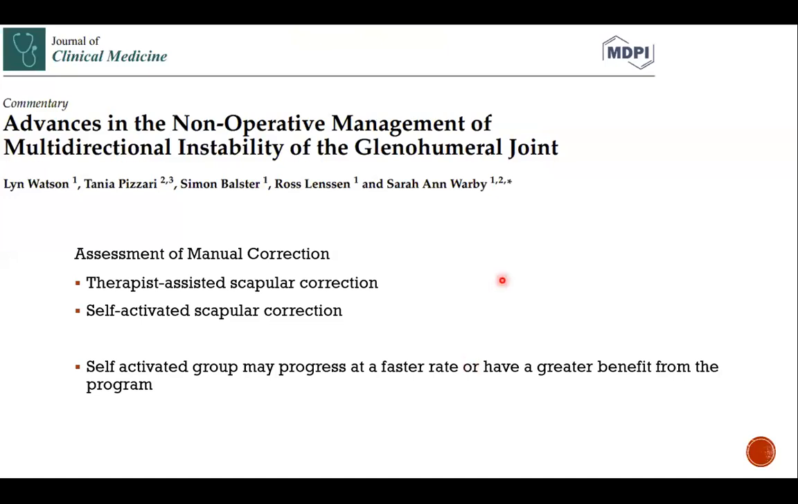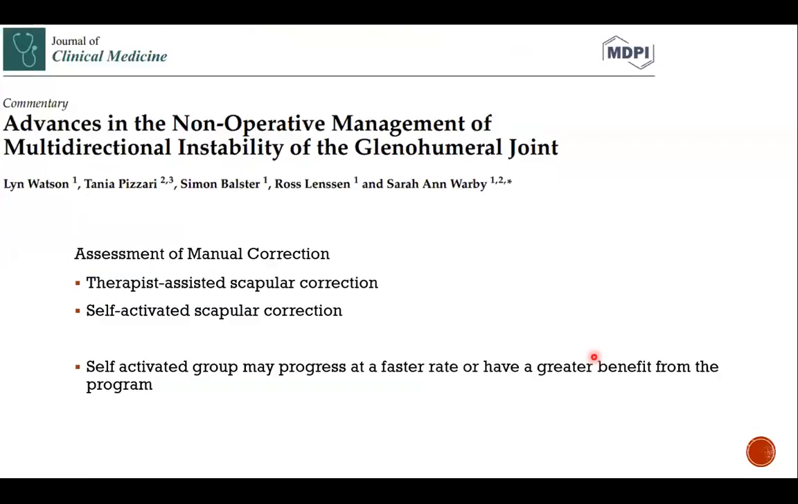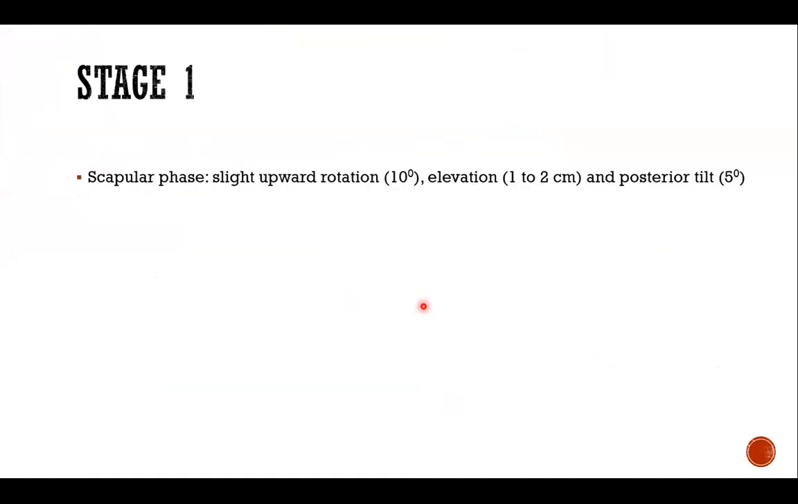Watson in 2022, this is the recent article published by Watson et al. They gave corrections for their own study, which was published in 2 parts. And they said that usually what we see here is a therapist-assisted correction. So they also tried self-actuated scapular correction, and they found that this group had a faster rate of recovery and greater benefit from the program. So what are those 6 stages?